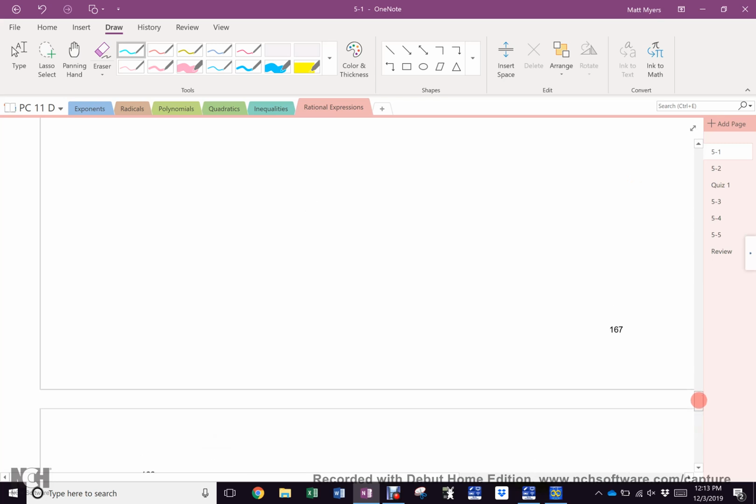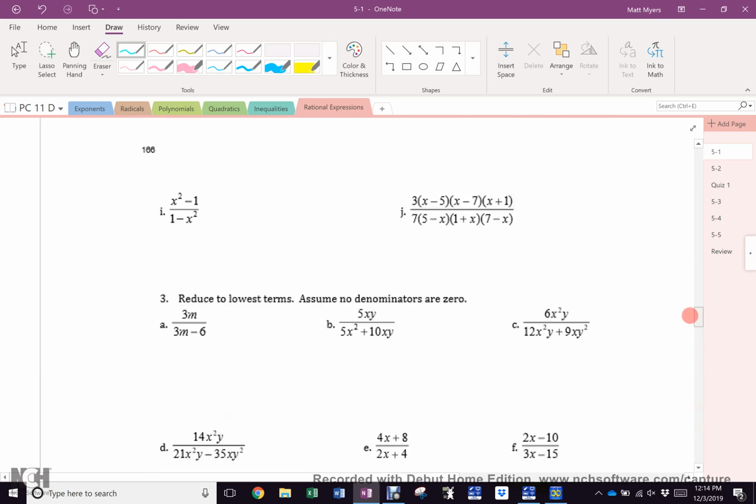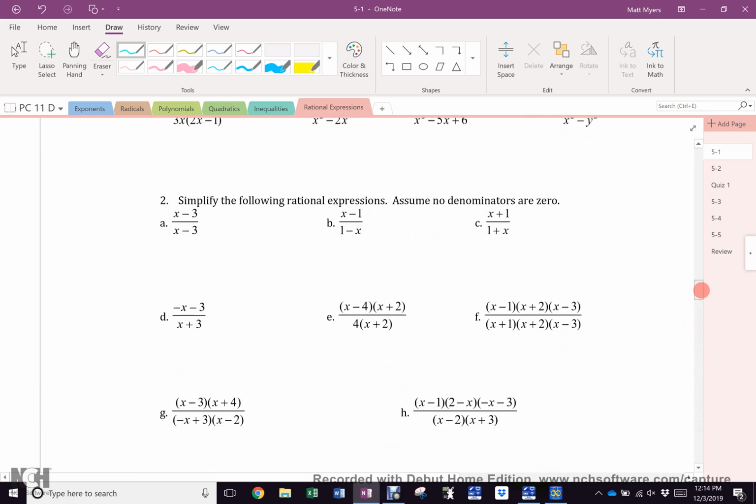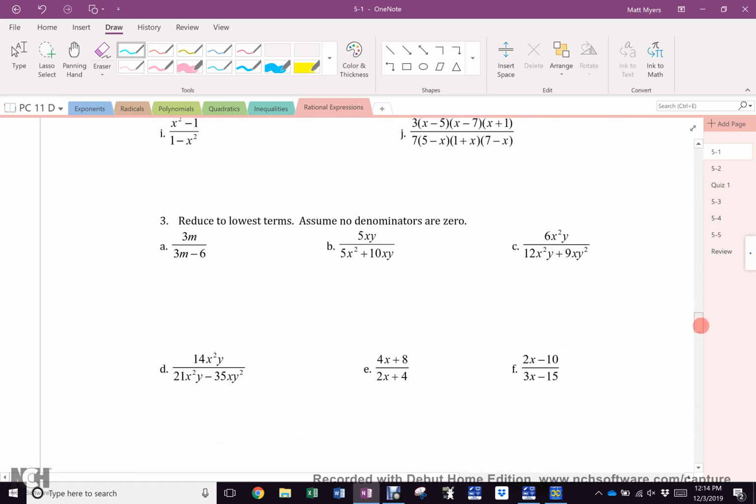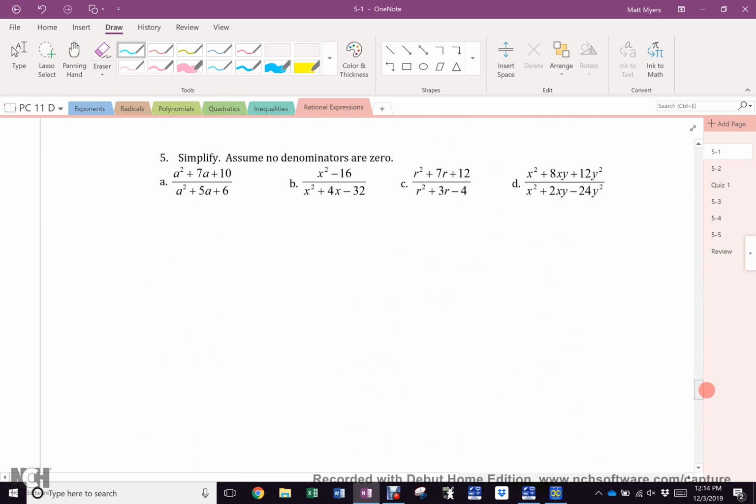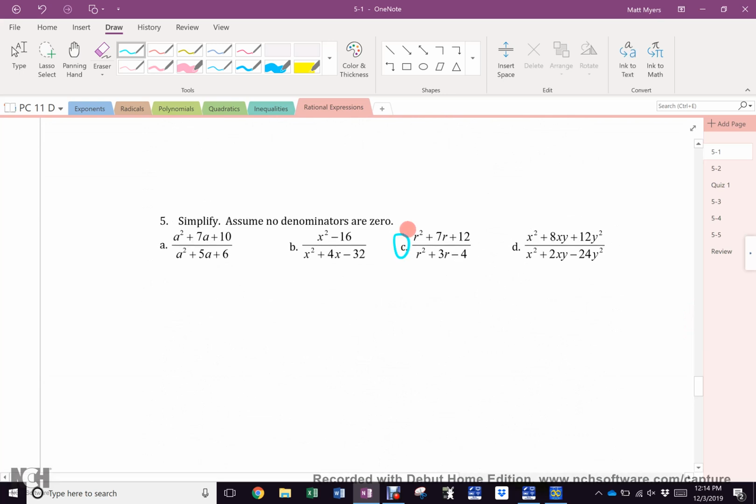Does anyone have any questions about pages 165 to 167? Allie. Number 5, letter C. Right there. Okay. So, we're going to simplify. That's r plus 3, r plus 4 over r plus 4 and r minus 1. Gone, gone. So I'm going to be left with r plus 3 over r minus 1.